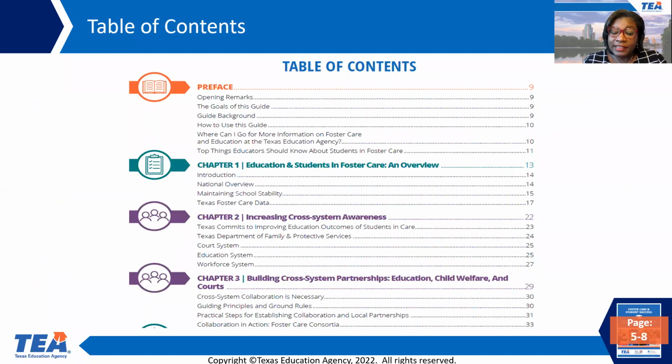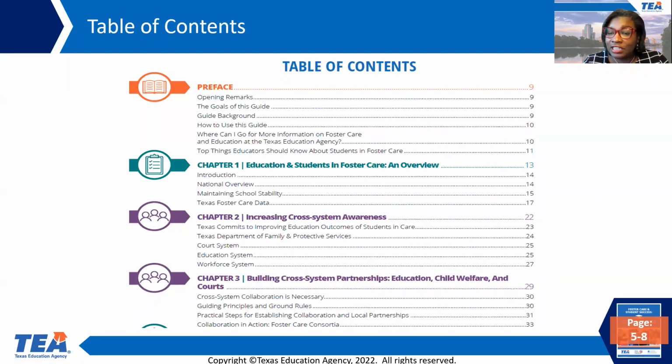So now let's talk about the table of contents. The table of contents is located on pages 5 through 8. It shows the chapters and the subsections, and they are hyperlinked for you so that you are able to go directly to those pages.